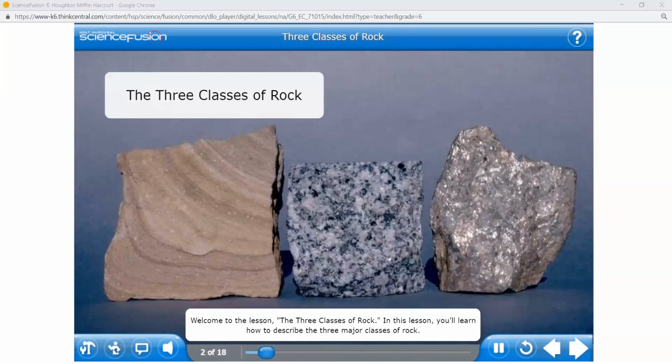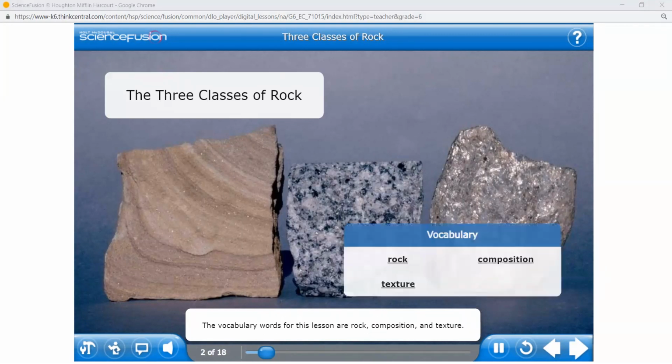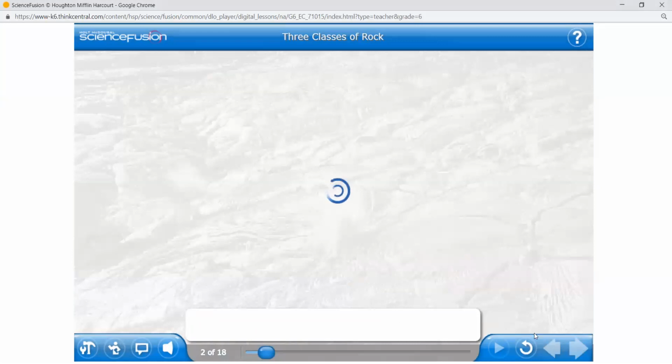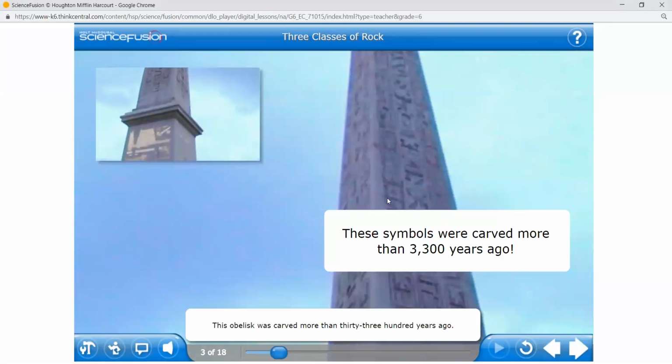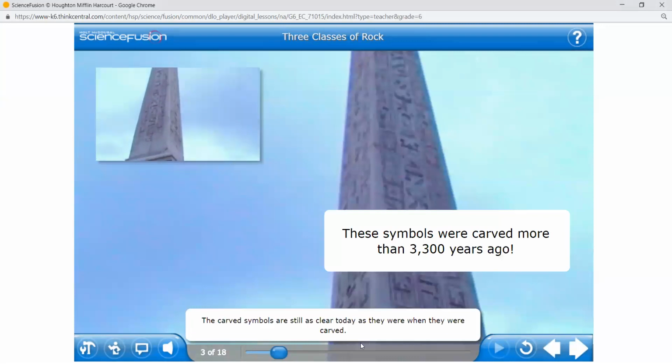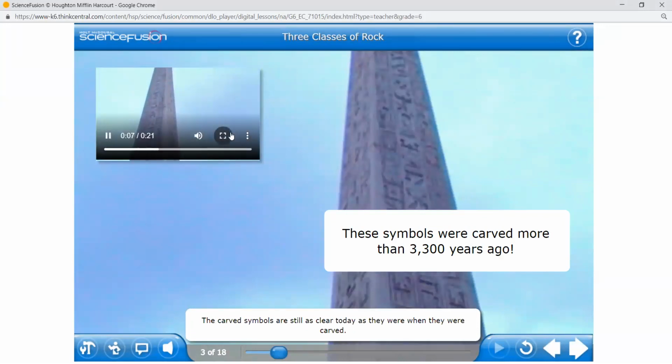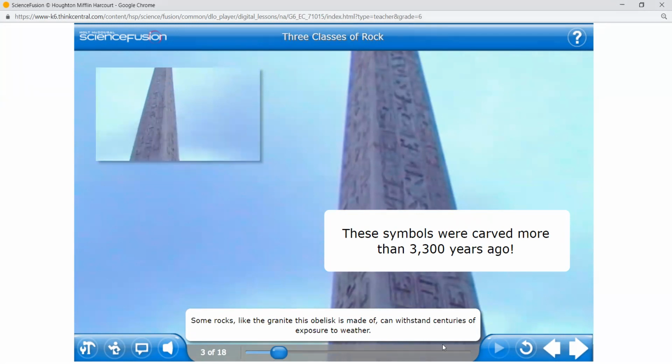Welcome to the lesson, The 3 Classes of Rock. In this lesson, you'll learn how to describe the 3 major classes of rock. The vocabulary words for this lesson are rock, composition, and texture. Click each word to learn more about it. This obelisk was carved more than 3,300 years ago. The carved symbols are still as clear today as they were when they were carved. Some rocks, like the granite this obelisk is made of, can withstand centuries of exposure to weather.